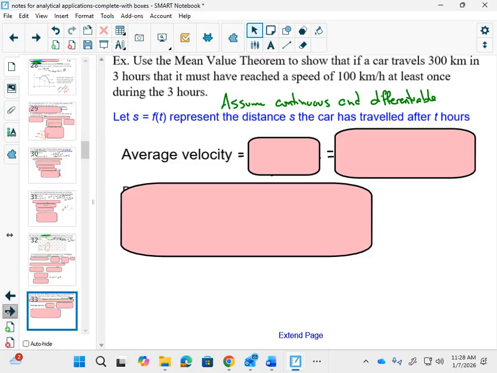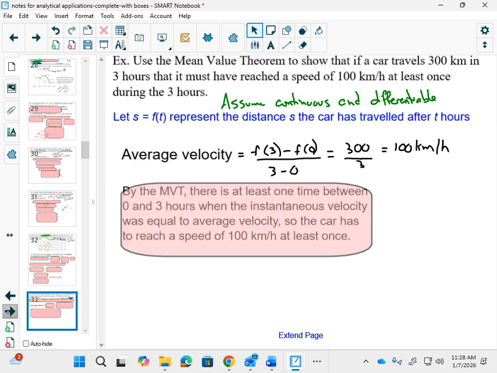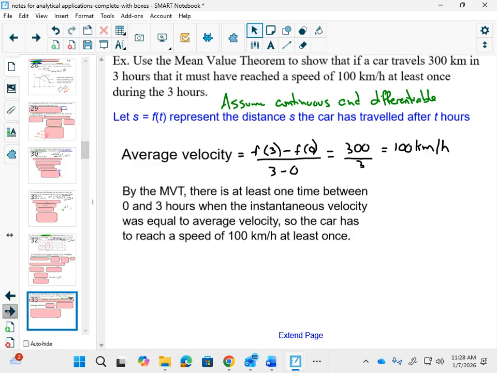So, what do we need? The car travels 300 kilometers in 3 hours. It must have reached a speed of 100 kilometers. I talked about this in my portage example. Okay, my average velocity is 100 kilometers per hour. So the mean value theorem says that there has to be at least one time where the instantaneous velocity was equal to the average velocity. So the car has to reach a speed of 100 kilometers at least once.